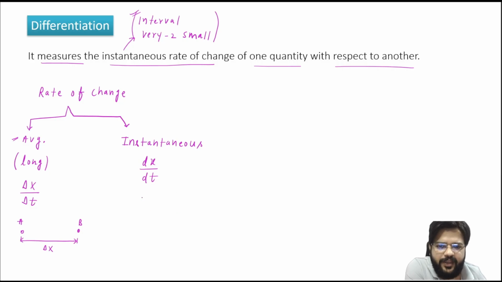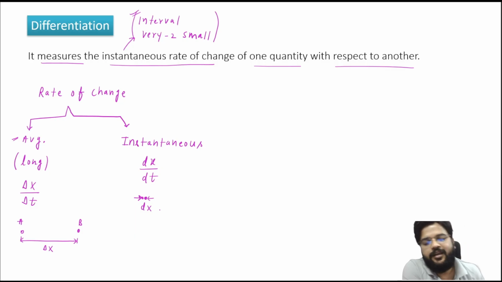And when 2 points are very close to each other, correct, the separation between these 2 points is very small, or we can say infinitesimally small. So we will denote it with dx, everyone. Definitely, if the separation between 2 points is very small, the time required to cover this distance is also very small. Correct? So in the average, the interval is long, it is large, and in the instantaneous, it is infinitesimally small. I think this is clear to everyone.